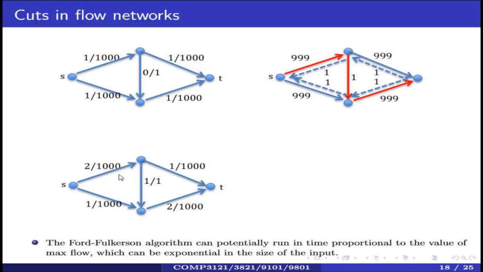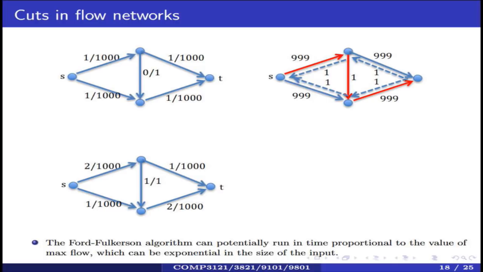And assume now that you choose again the first augmenting path. And you can obviously go back and forth. All that is happening is that you keep incrementing the flow by 1 until you reach max flow. So this means that the number of steps can be proportional to the max flow. In this case, the max flow is 2,000, because you can go 1,000 this way and that way, and 1,000 this way and that way. So it's 2,000 iterations, and in each round you increase it by 1.